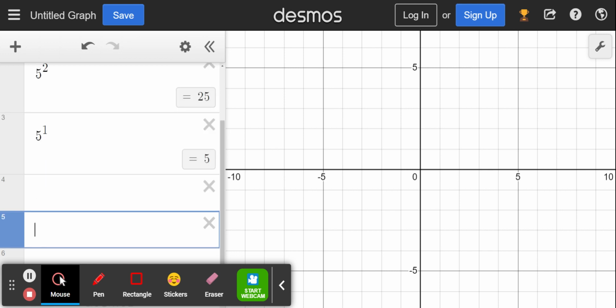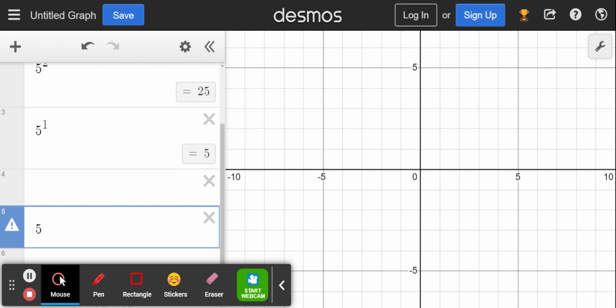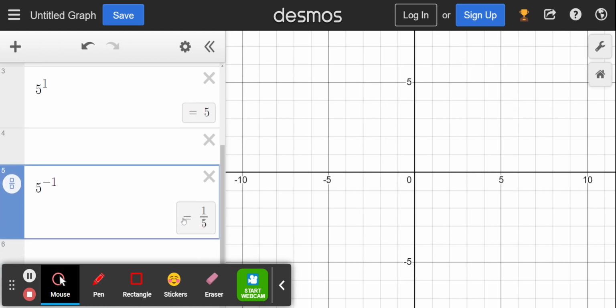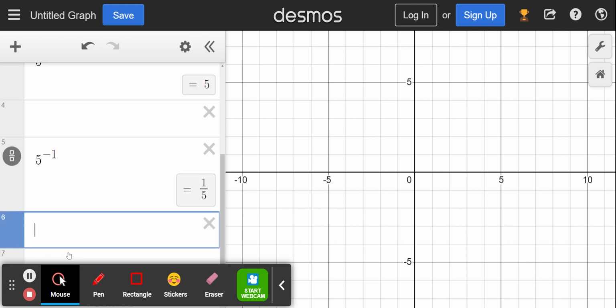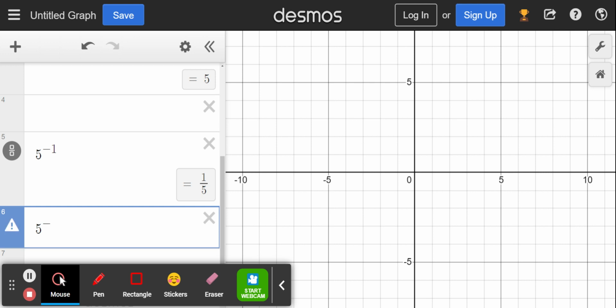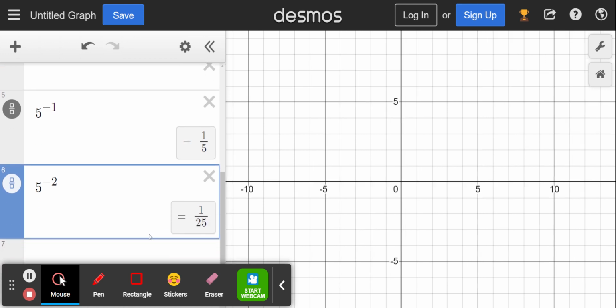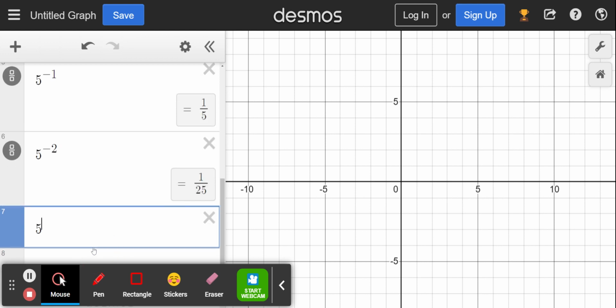5 to the negative 1. What is 0.2 as a fraction? 5 to the negative 2. It's just a decimal version of whatever. 5 to the negative third, I meant.